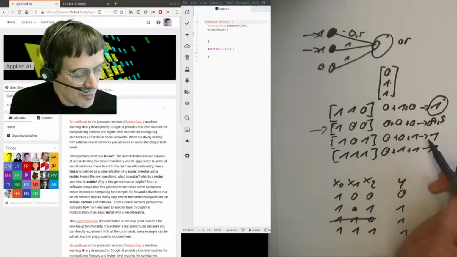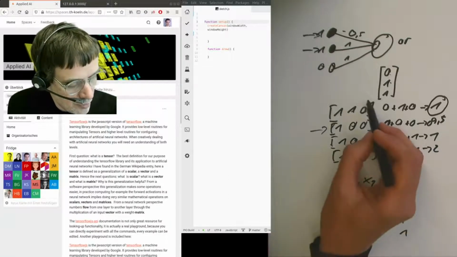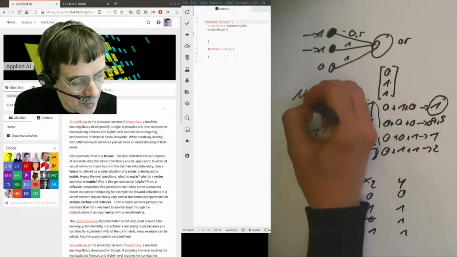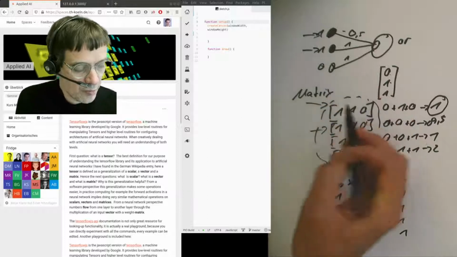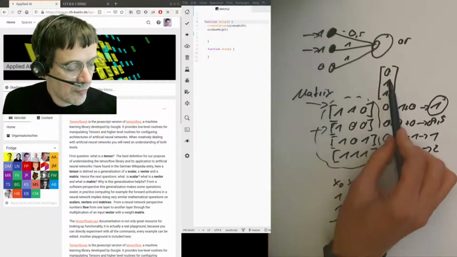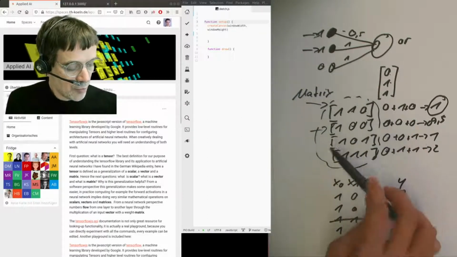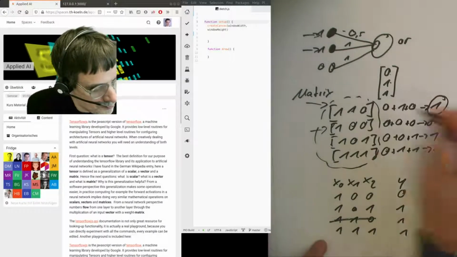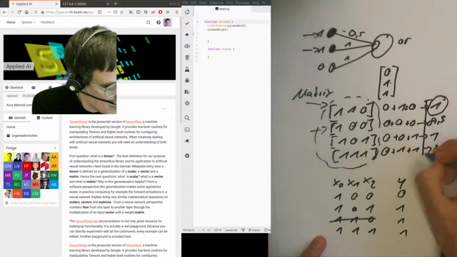And what you see now is this structure here actually. This is what is called a matrix. And what we have just done is multiplying a matrix with a vector. The result of the multiplication of a matrix with a vector is not a scalar, but again, a vector.